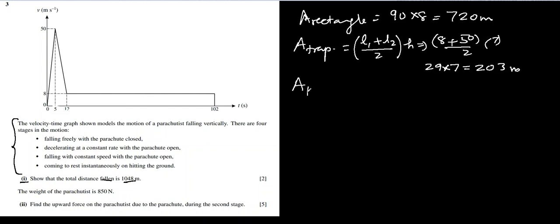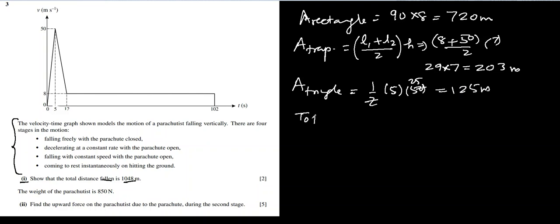So area of triangle is half. Base of this triangle is 0 to 5. 5. Okay, and what is the height? Height is up to 50. So this 2 and 50 cancel. 25 times 5 is 125 meters.